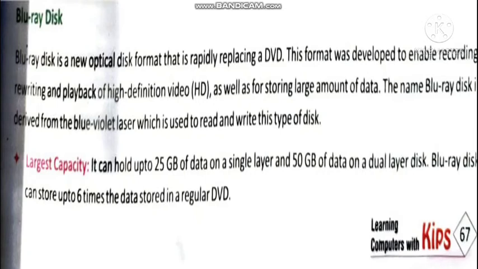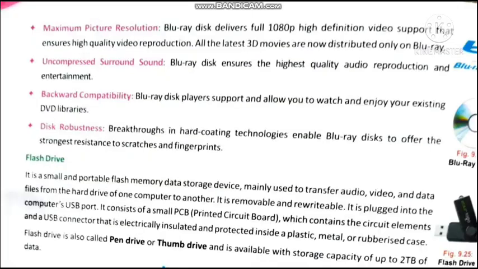Largest capacity: it can hold up to 25 GBs of data on a single layer. Yes, this is also available in two variations, double-sided and single-sided, so layer comes there only. It can hold up to 25 GBs of data on a single layer and 50 GBs of data on a dual layer disk. Blu-ray disc can also store 6 times more data in comparison to DVD.